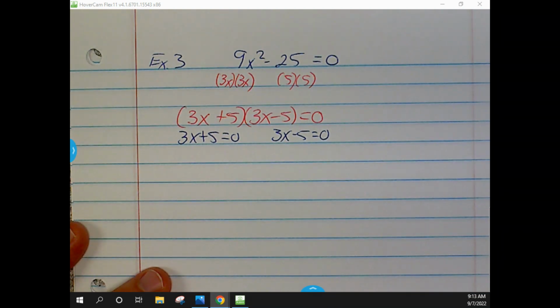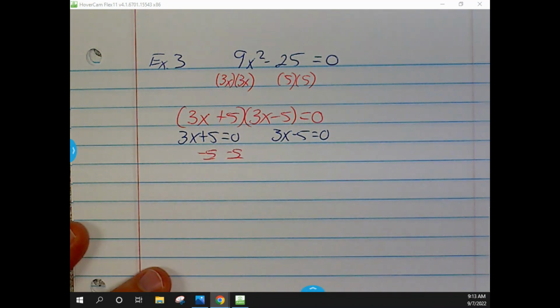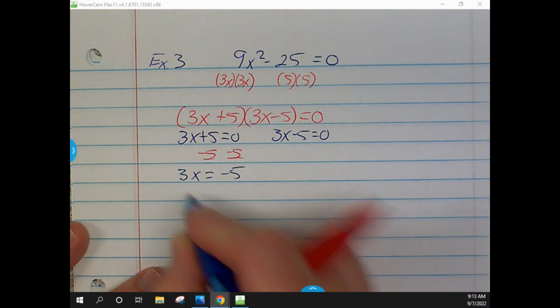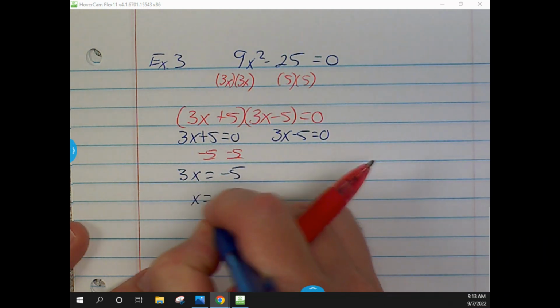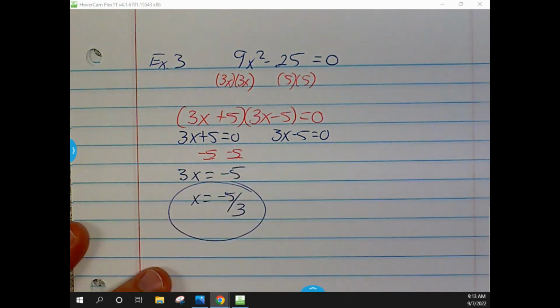If you got 3x plus 5 is equal to 0, you're going to subtract 5 from both sides, and then you're going to divide by 3. That means x is going to be negative 5/3.